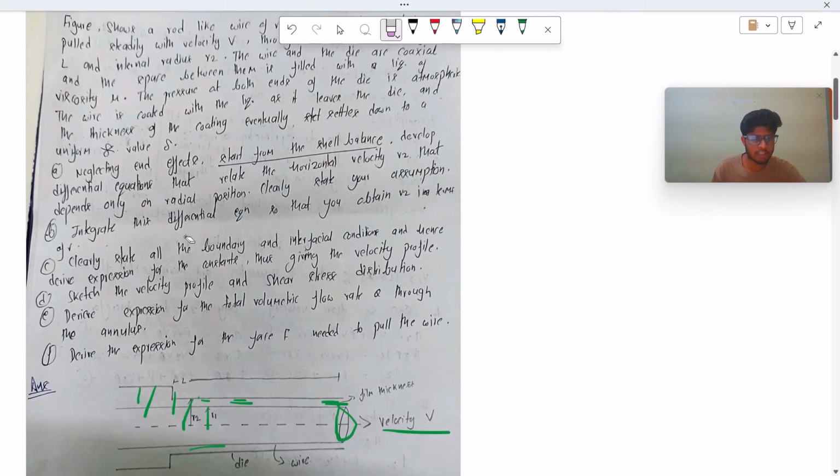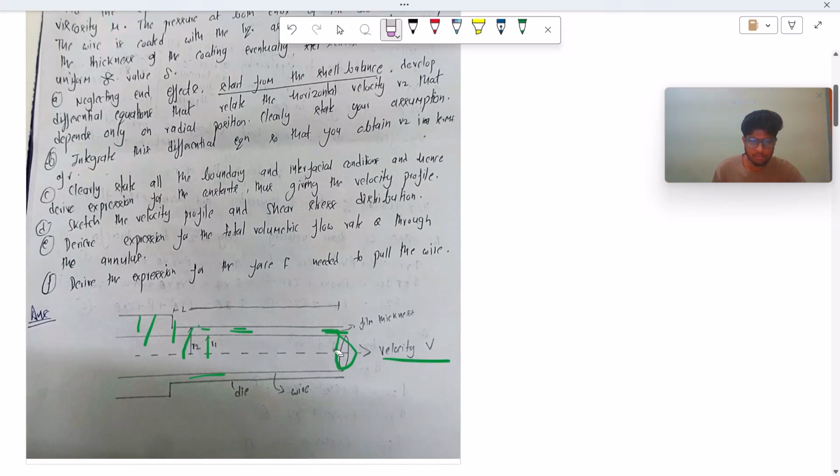What is happening here is that when our wire is moving with velocity v, the fluid in between the die and wire is also moving with some velocity, and as the die is at rest, at that point our velocity will be zero due to the no slip boundary condition.